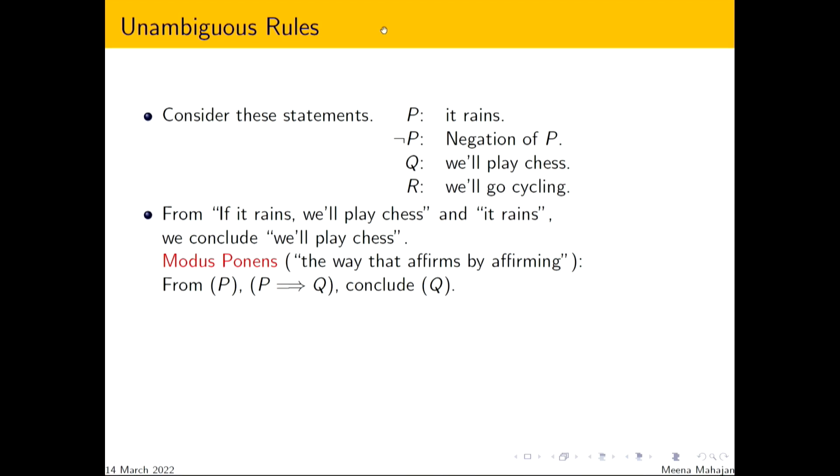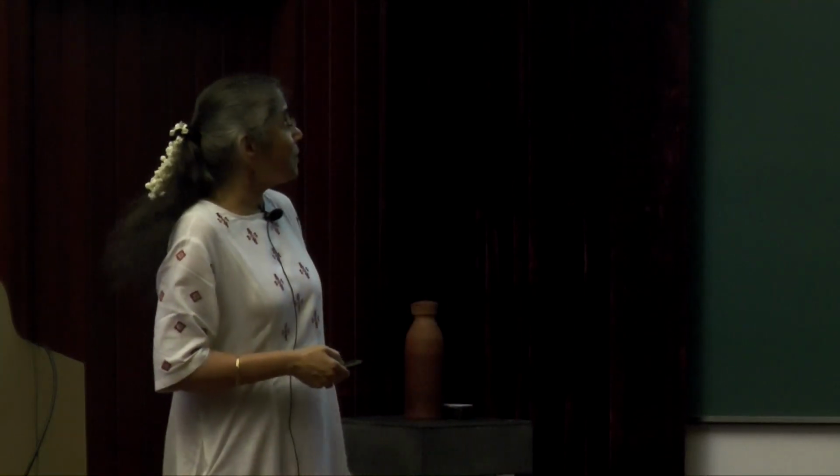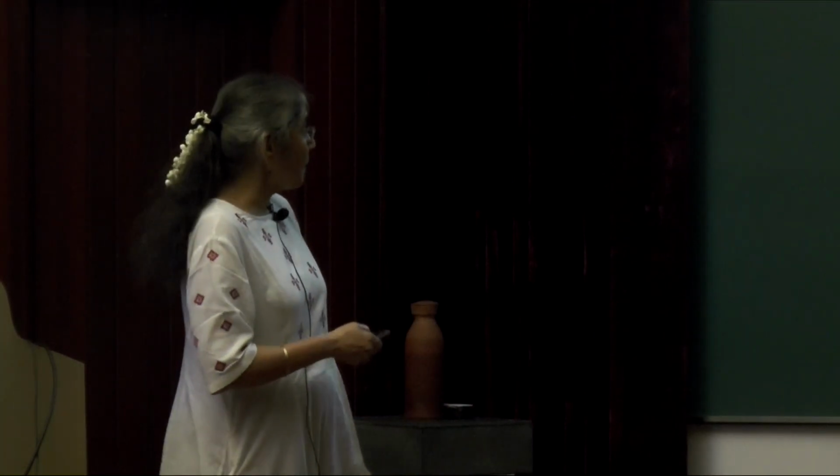As long as we have this structure, we know P and we know that P implies Q, we can conclude Q. Now this is a very unambiguous inference rule. How to use this rule is up to us. How we instantiate the variables in this rule is up to us, but this is one example of what I mean by an unambiguous inference rule.